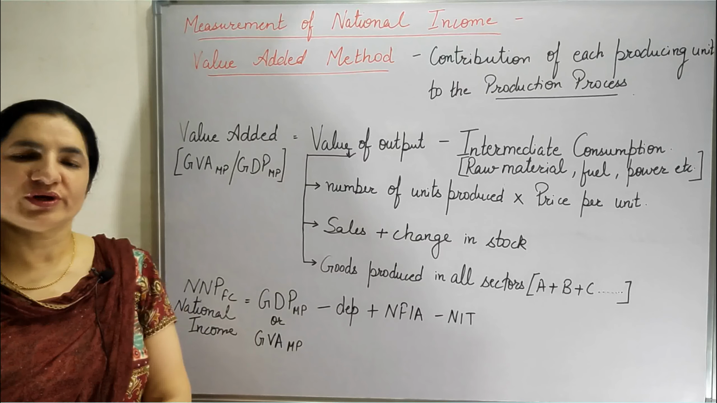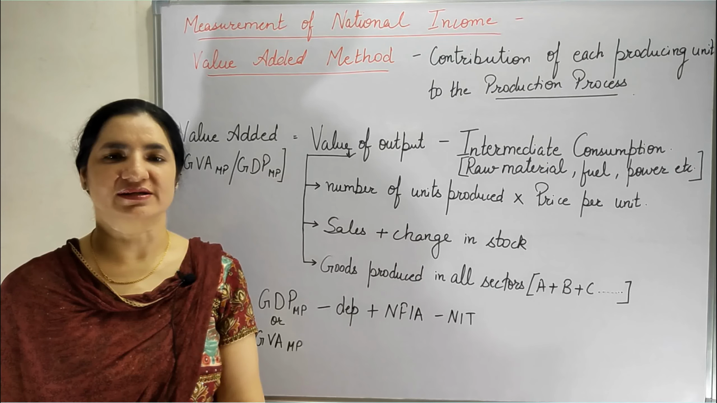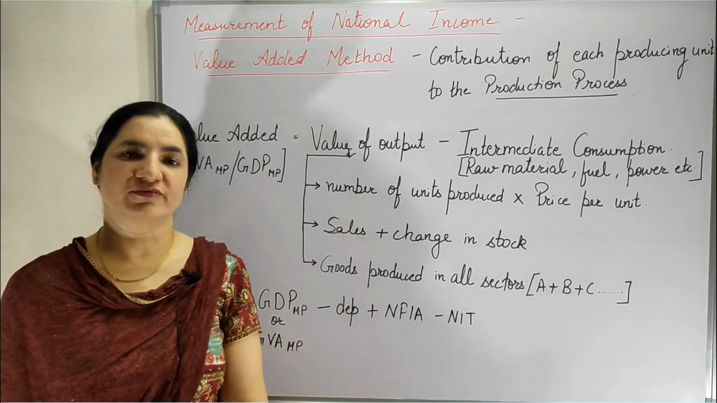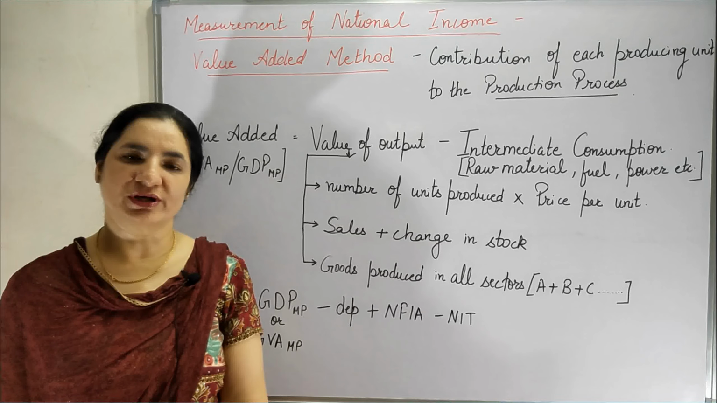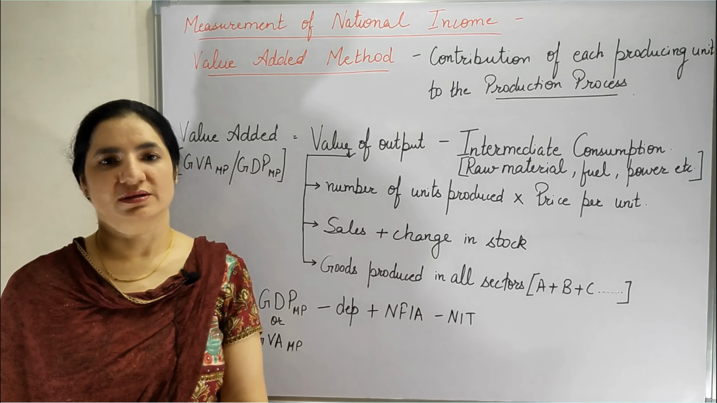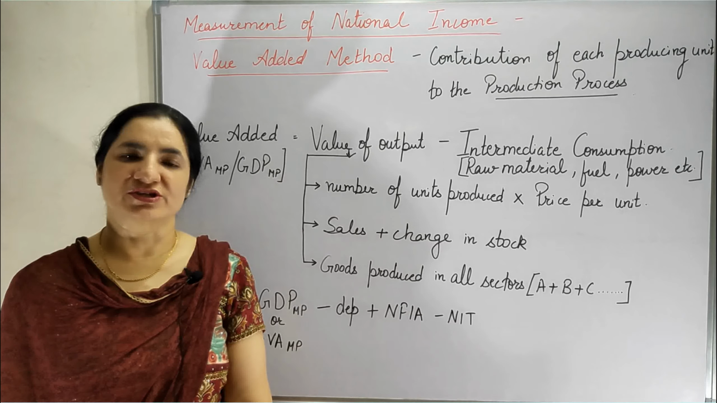Hello students, today we are going to start chapter 4 of macroeconomics, that is measurement of national income. In this chapter we will read about the measurement of national income, its process in various methods. There are three methods to calculate the national income.